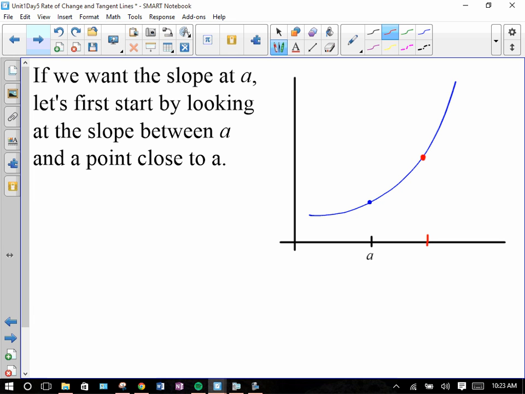So again, we're looking at the slope between A and a point close to A. So we're going to call this A plus H. In this case, this right here is F of A. And this point right here is F of A plus H. Good. So it's F of A plus H.